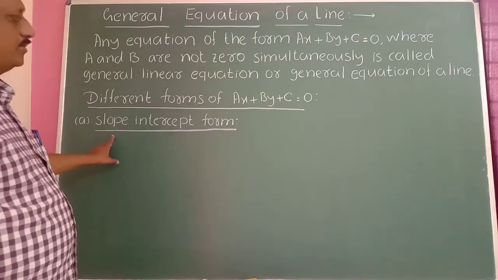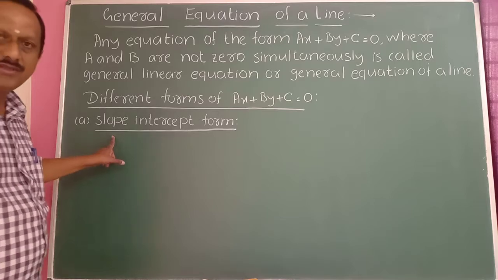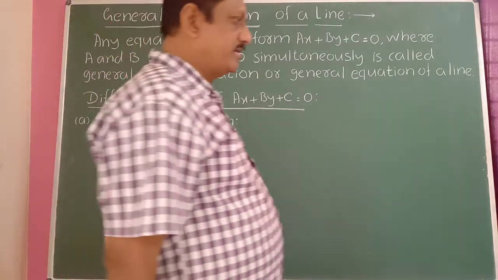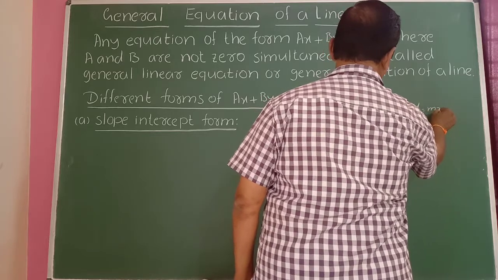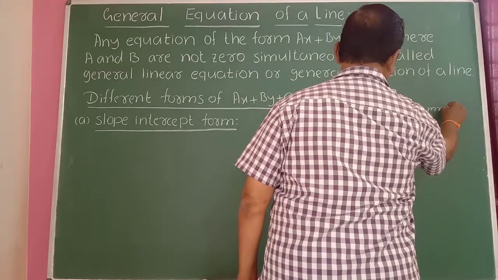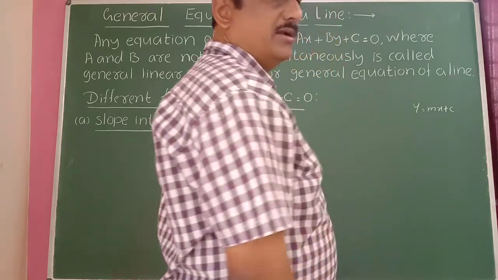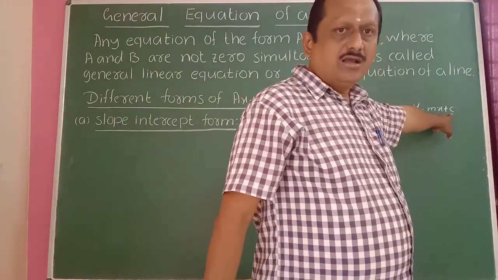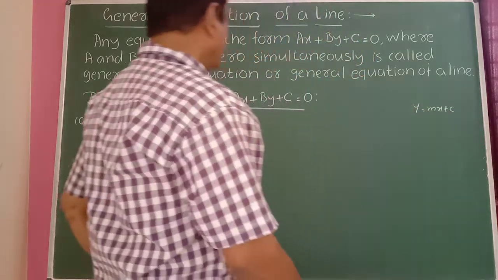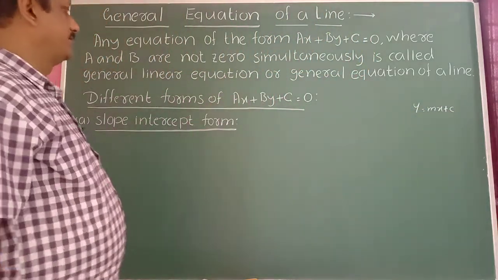First one, slope intercept form. You already proved the equation of the line in the form y is equal to mx plus c. So this is called the slope intercept form. m is the slope and c is the y intercept here. Therefore, write this equation in that form.